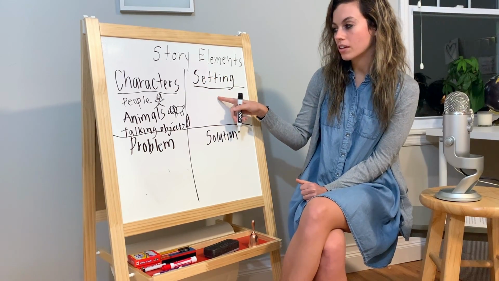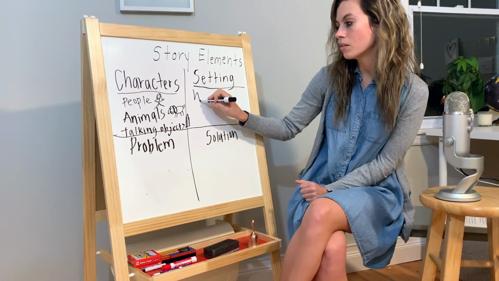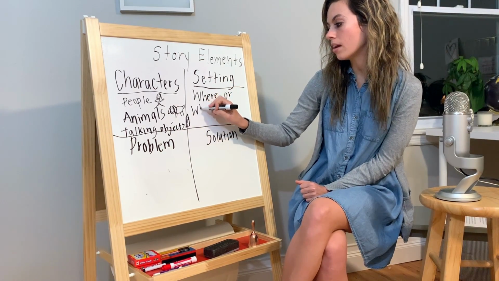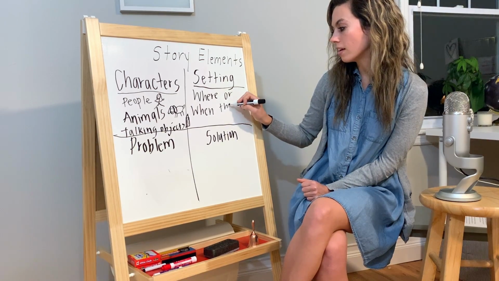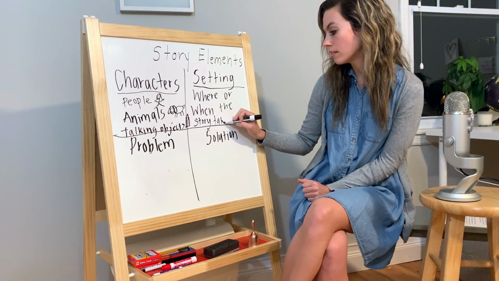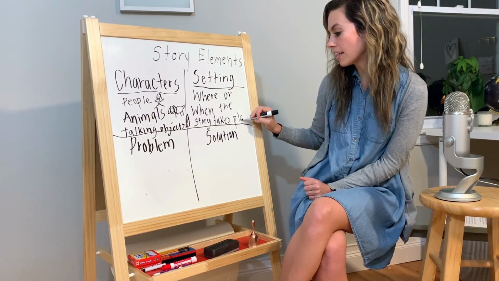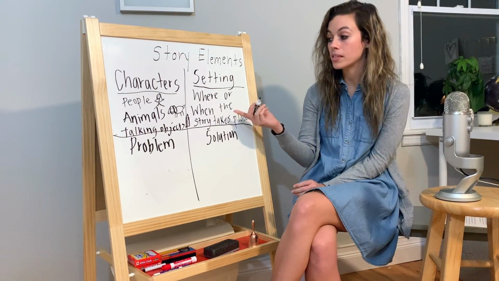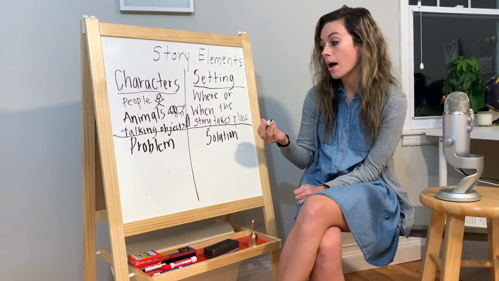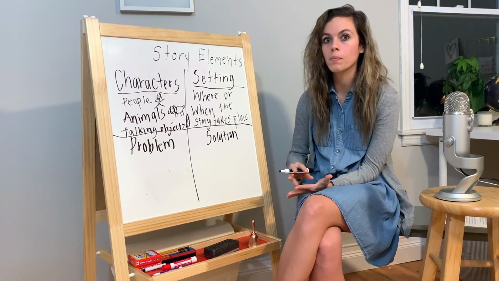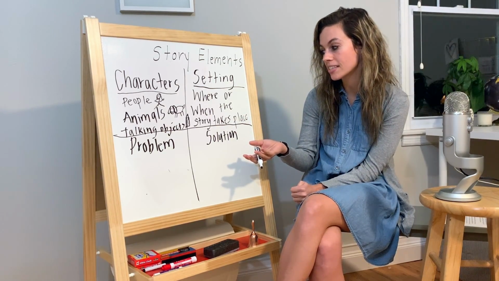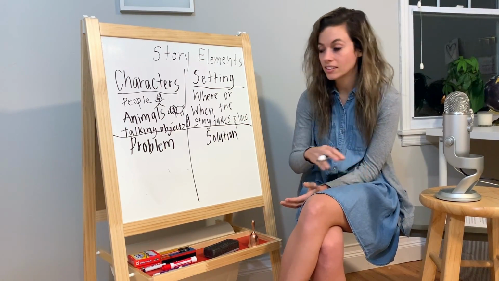Then we're going to be looking for setting, and the setting is where or when the story takes place. So sometimes it could take place inside a house or outside, for example, and when sometimes stories take place in the future, they take place right now, or sometimes they will take place in the past.